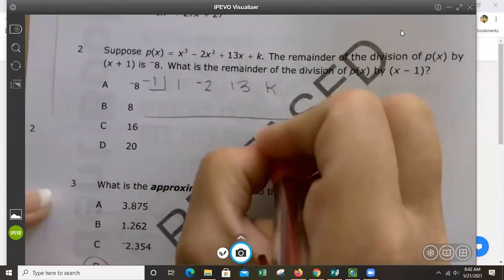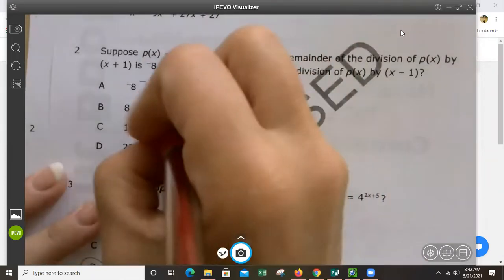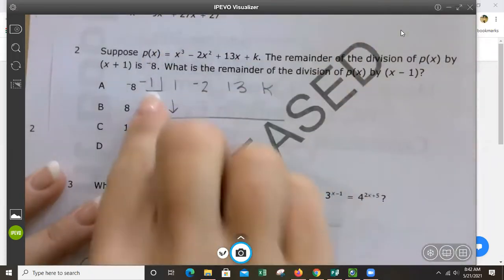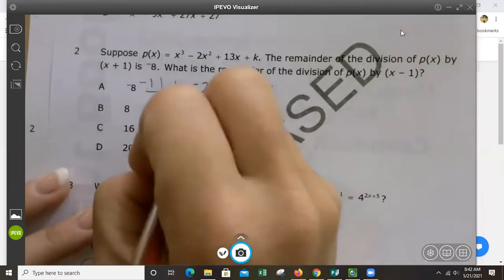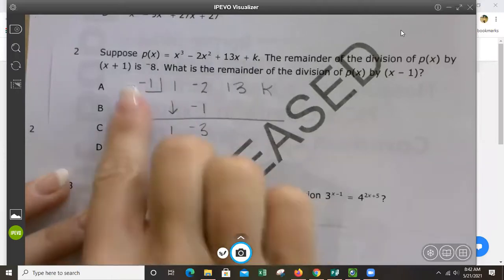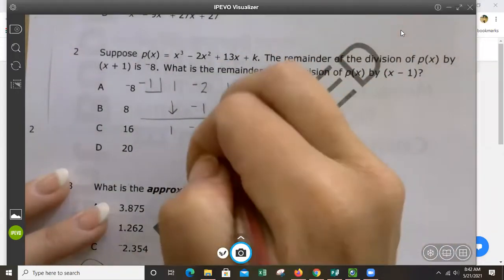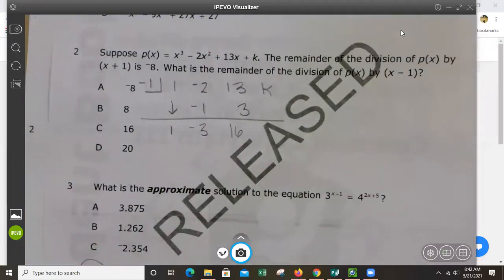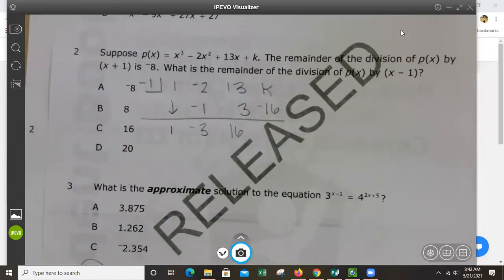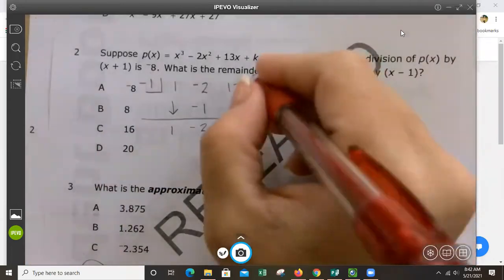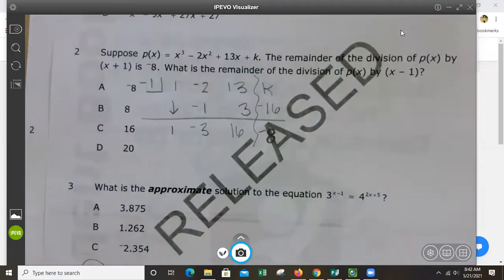Skip a line, draw a line. We're going to bring this 1 down, and we're going to multiply by -1. We get -1. We're going to add them. We get -3 times the box is +3 plus 13 is 16 times -1 is -16. Now that's as far as we can go for right now, but it told you that the remainder was -8. So that 8 goes right here, -8.